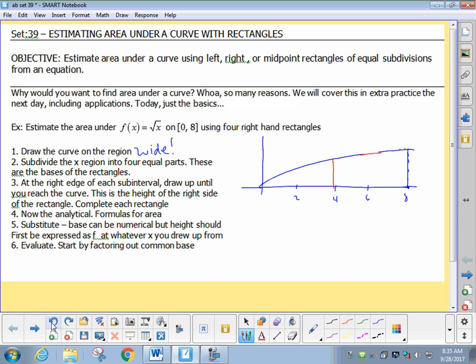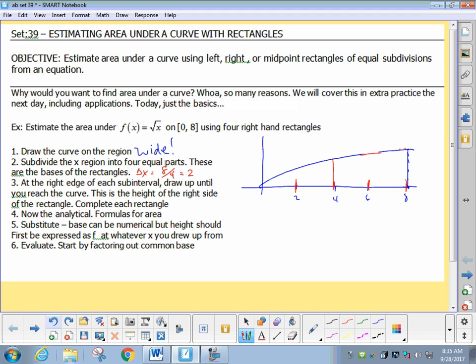Okay. We're going to do instead, if you look at the directions, we're going to use 4 right-hand rectangles. Now, what right-hand means, I will come to, but know first of all that I'm going to divide the region into 4 equal parts. If the total width is 8, and I divide it into 4 parts, then each little subdivision would be 2, yeah? So I'm going to have a rectangle from 0 to 2, 2 to 4, 4 to 6, and 6 to 8.